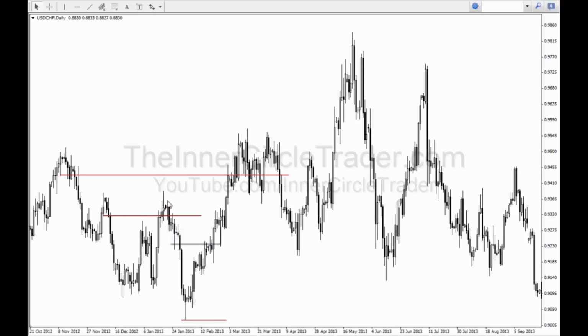We entered into that same area, had a small little turtle soup, which is a false break above an old high, and then rejection. But I'm not trying to teach that pattern here, so I probably shouldn't have said that.